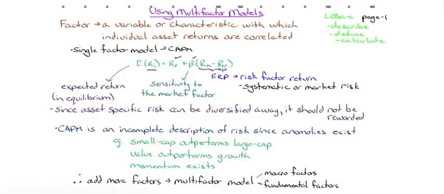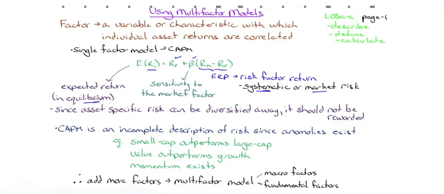And the return on the market minus the risk-free rate is an excess return over the risk-free rate to equities. It's called the equity risk premium. It is a risk factor. So the ERP, if it were, let's say, 6%, that would be the risk factor return. It is a risk factor measuring systematic or market risk. And this is our expected return in equilibrium.